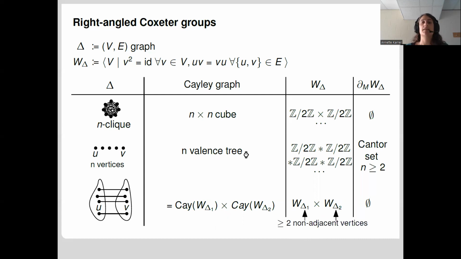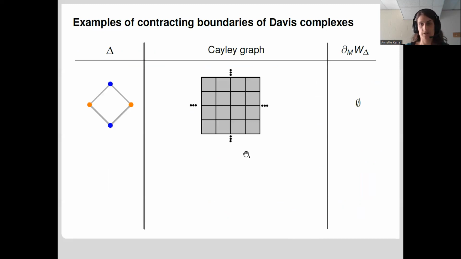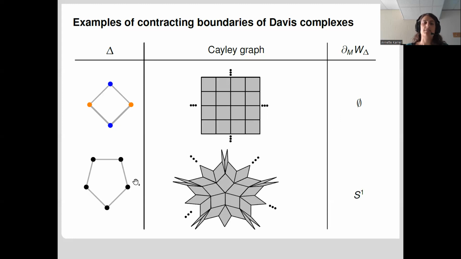So now, here are two important examples. If we have a 4-cycle, then the Cayley graph looks like a Euclidean plane. I mean, it has an integer grid. And then the Morse boundary is empty. If the graph is a 5-cycle, then the Cayley graph is quasi-isometric to the hyperbolic plane. And then the Morse boundary is a circle.